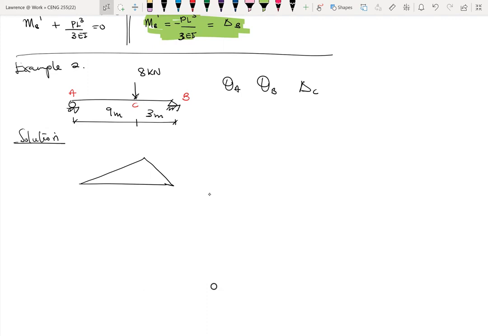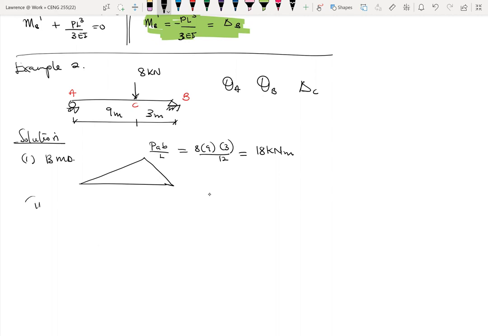Okay, so the maximum value here is PAB over L, which is the same as 8 times 9 times 3 over 12. And this will give us 18 kilonewton meters. These are equations we can use to help us solve our problem. So this becomes the bending moment diagram. This is the first one.